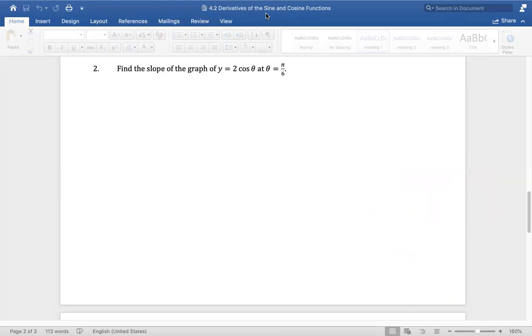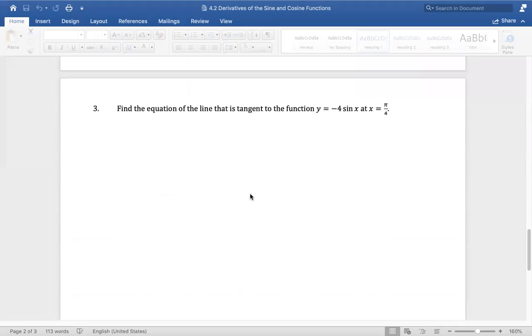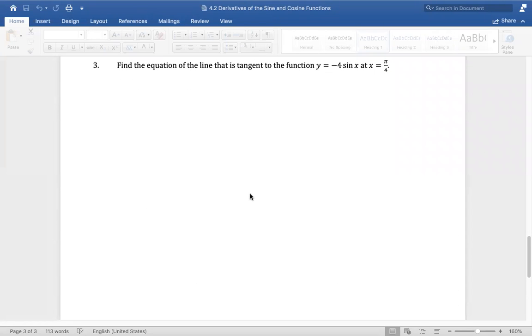New example that's still going to draw on the same thing from 2, but extend it. So I need to figure out my slope, but once I have my slope, I'm going to find the entire equation of the tangent line. Find the equation of the line that is tangent to this function, y equals -4 sine of x, at a value of x equaling pi over 4. So again, if you know that pi is 180, 180 divided by 4, you're figuring out a degree value on x at 45 degrees.